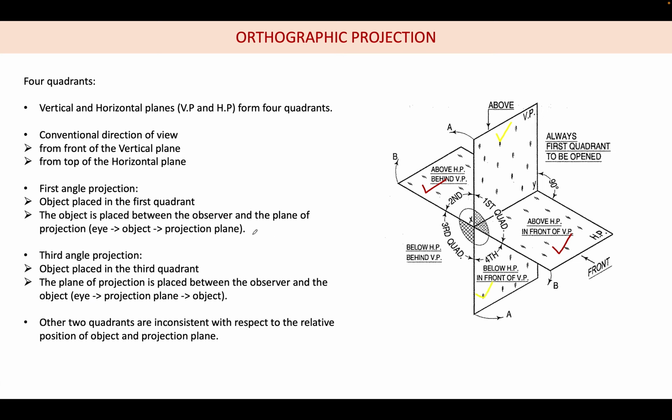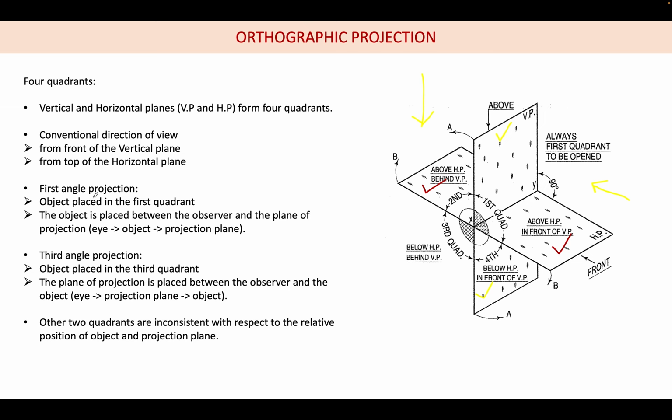Okay. So we say that always the view should be from the front of the vertical plane. So this is a vertical plane, which means this should be your front. So always the viewing direction is like this, and from the top of the horizontal plane. This horizontal plane, like this, means always we should view like this. So this is the conventional method of viewing.